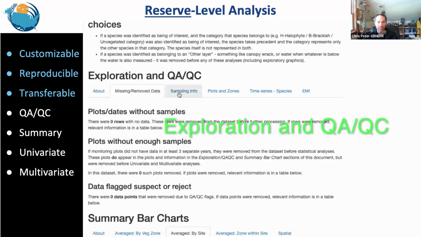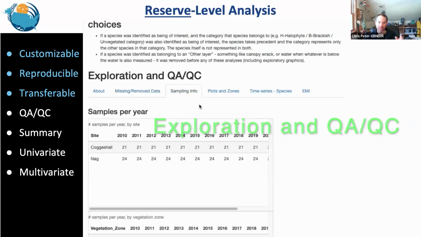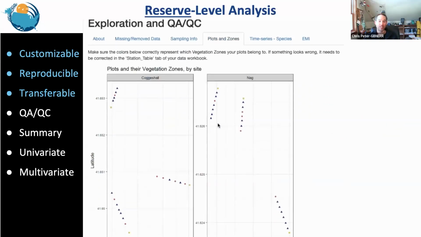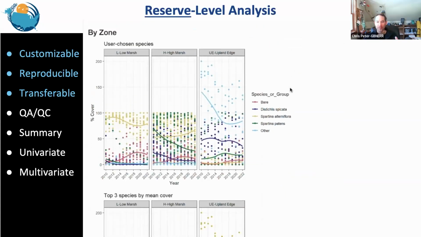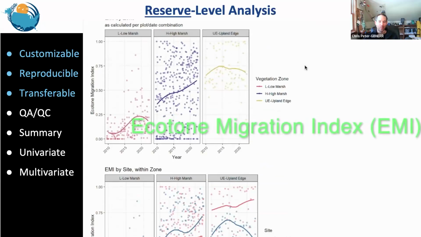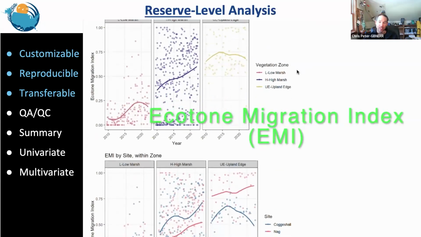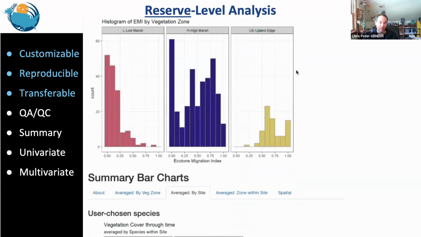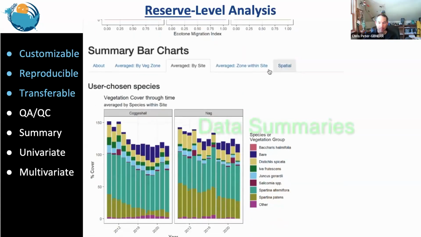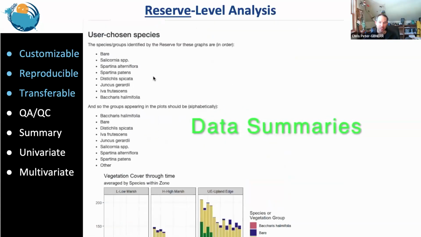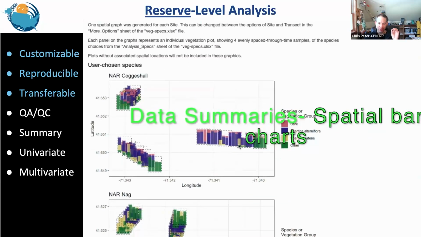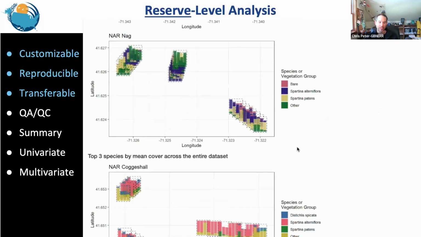And so one of the components here is data exploration. So you can kind of see what sites you have, how much data you have distributed across sites, how does it look spatially. You can look at a time series of data for different specific categories. We have a new metric called ecotone migration index, which I'll talk about later, which is a really exciting new way of looking at marsh change. These bar charts are very customizable by vegetation zone, by site, by spatial bar charts. If we want to really hone in at the plot level, look at change.